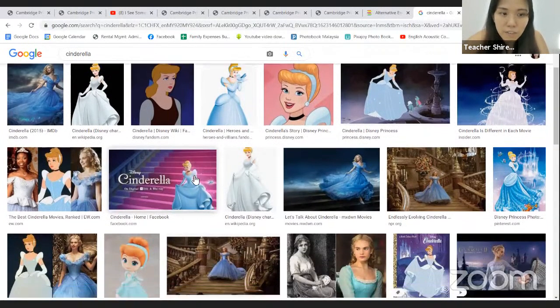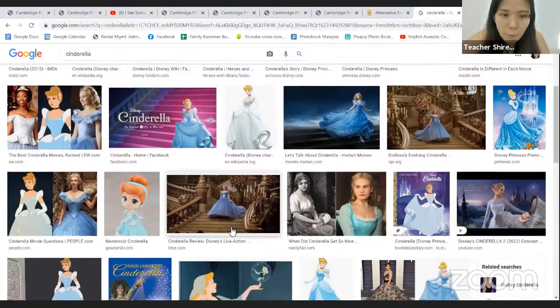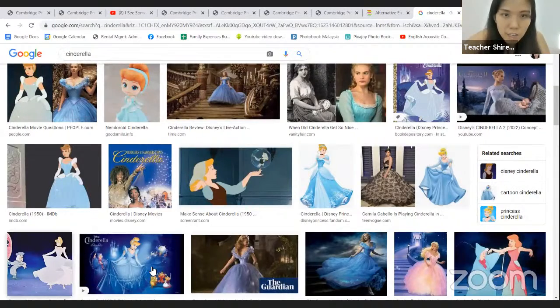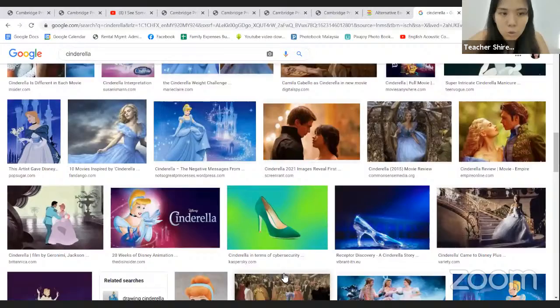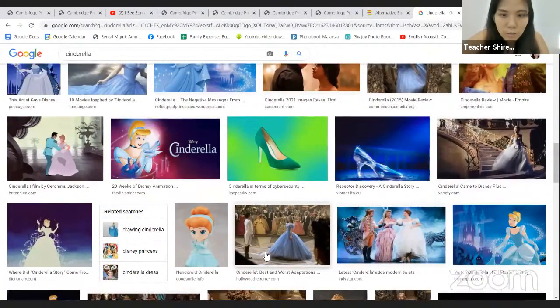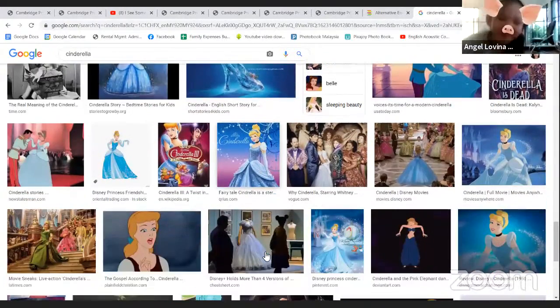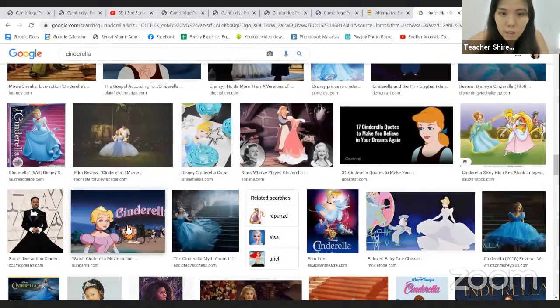Then suddenly there's a fairy that turned her into a very pretty girl. Then she attended the ball with the prince, with a carriage and everything, on the condition that when the clock struck 12, she has to go home because her carriage and everything will disappear back to the original, with all the animals.